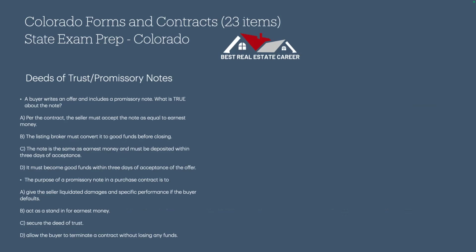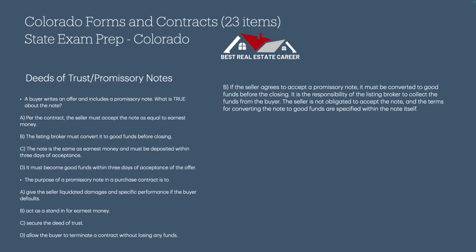So your test questions around this. It says a buyer writes an offer. It includes a promissory note. What is true about this note? And it says if the seller agrees to accept a promissory note, it must be converted to good funds before closing. It is the responsibility of the listing broker to collect the funds. The seller is not obligated to accept the note, and the terms for converting the note to good funds are specified within the note itself.